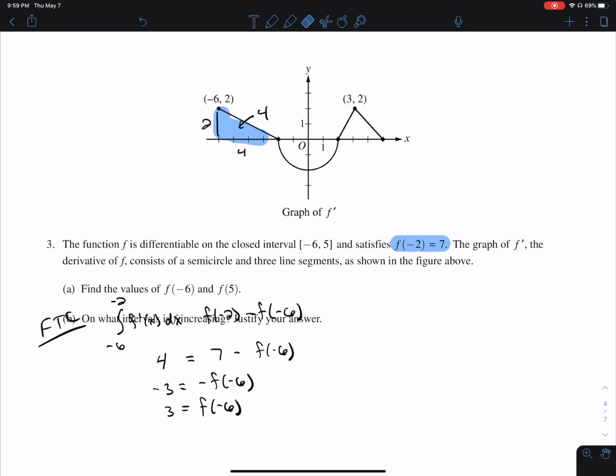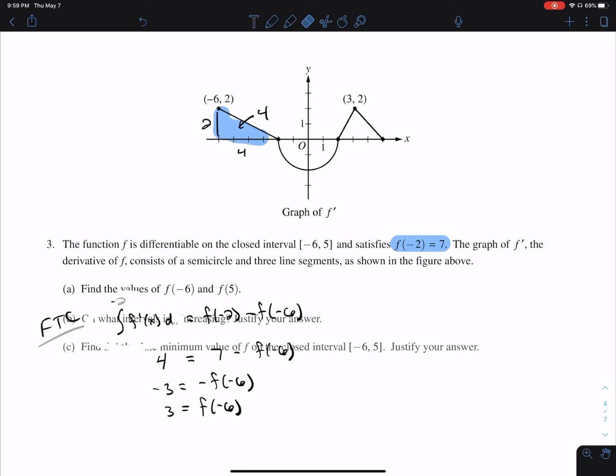that should be equal to, according to the fundamental theorem of calculus, the antiderivative of f prime, which is f, evaluated at the top number, minus the antiderivative of f prime, which is f, evaluated at the bottom number. This is the fundamental theorem of calculus. It's the most important theorem.